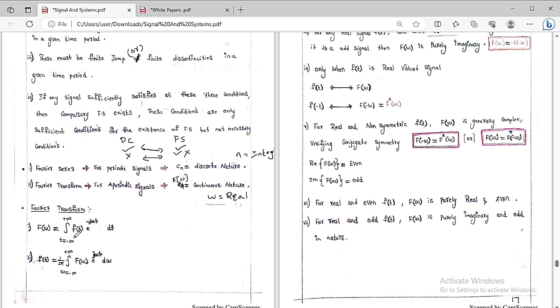I have told you this point many times. F of omega is equal to the integration over t from minus infinity to plus infinity of f of t into e to the power of minus j omega t dt, and f of t is equal to 1 by 2 pi times the integration over omega from minus infinity to plus infinity of F of omega into e to the power of plus j omega t d omega. These two formulas I have already told you. If you know f of t and substitute here, you get F of omega. If you know F of omega and substitute here, you can get the value of f of t, and vice versa. So these two formulas you always have to keep in your mind.